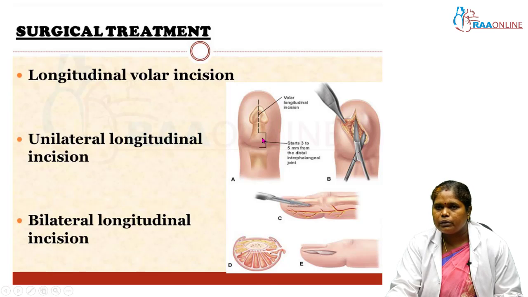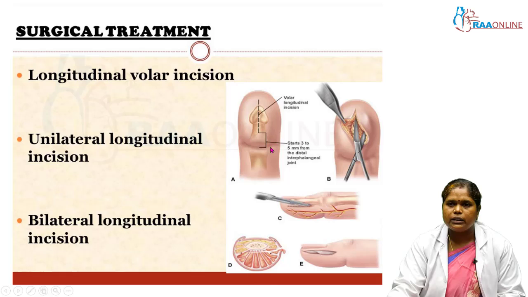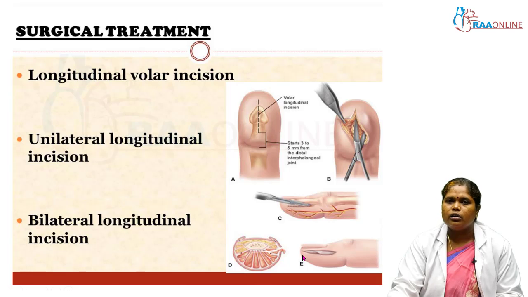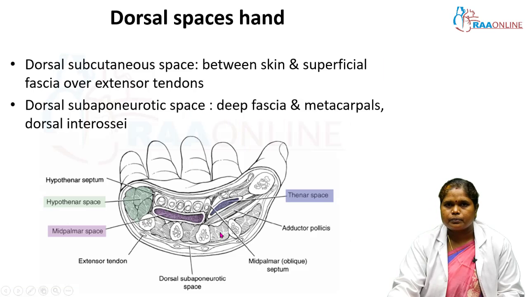Other compartments will be loaded with pus. So you have to make a vertical incision where you can open all the compartments and let out the pus. Just remember these 2 points in palmar space. One is avascular necrosis. The other important thing will be the vertical incision or longitudinal incision to open all the compartments loaded with the pus.